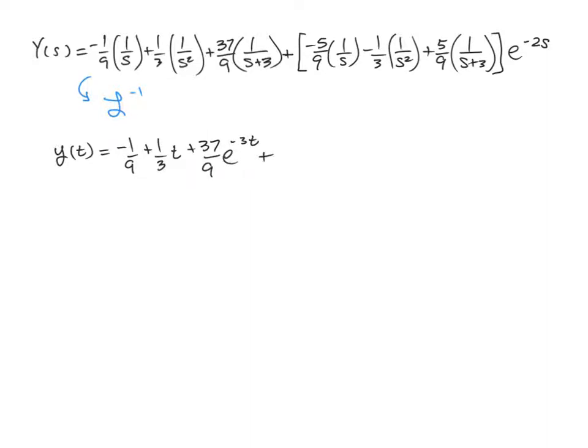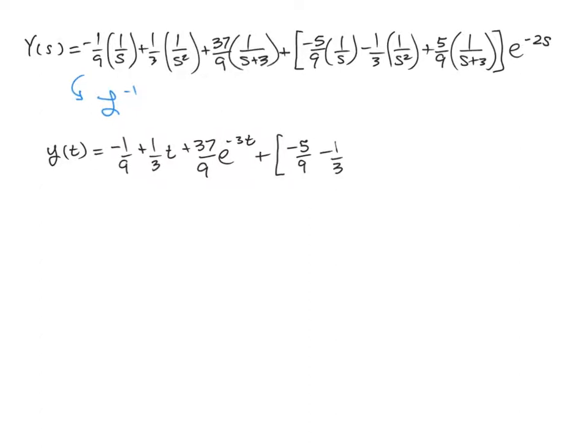And then for the next piece, keep in mind again, this is part of a Heaviside, so therefore we have to make sure that we take all of our t's and we shift them by t minus 2. So when we first shift the negative 5/9 constant, it doesn't change because it's a constant, and shifting something that stays the same keeps it the same. But for the next term, instead of being negative 1/3 t, it's negative 1/3 times t minus 2.